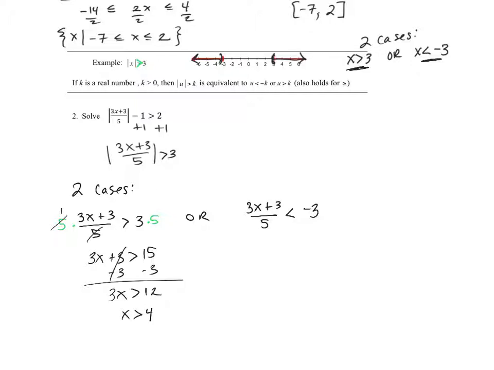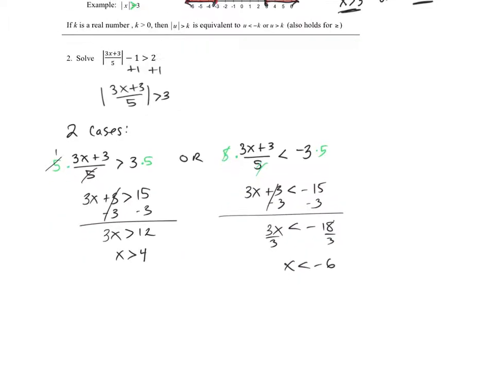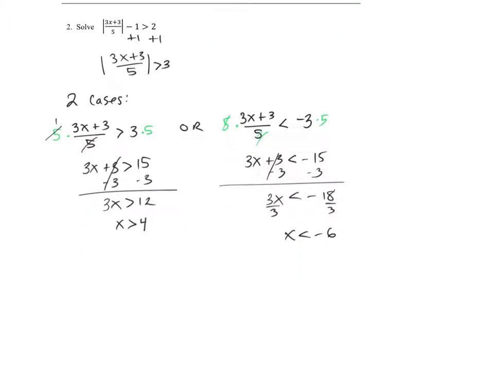And then next, here I'm going to multiply both sides by 5 as well, clear out the fractions. So I've got 3x plus 3 is less than negative 15, and subtracting 3 there, we would get 3x is less than negative 18, which would give us x is less than negative 6. Okay, and now we can write that out as a graph and in interval and set builder notation. Okay, so it's everything less than negative 6, and everything bigger than positive 4.